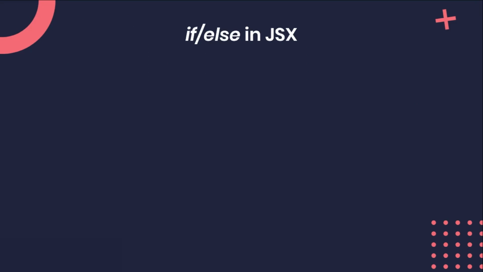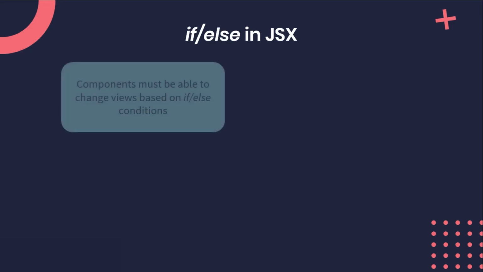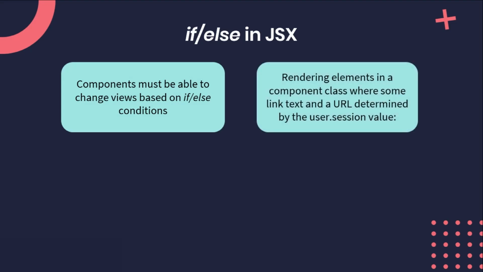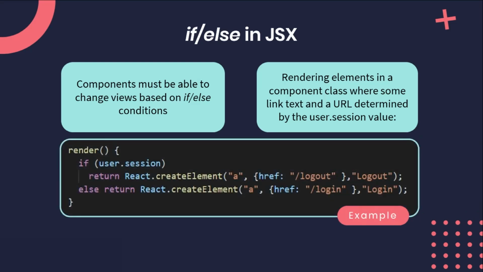Developers need to compose their components. Components must be able to change views based on the results of if-else conditions. Let's start with a simple example that renders the elements in a component class. The elements depend on a condition. For example, some link text and URL are determined by the user.session value. You would code this in plain JavaScript like this.